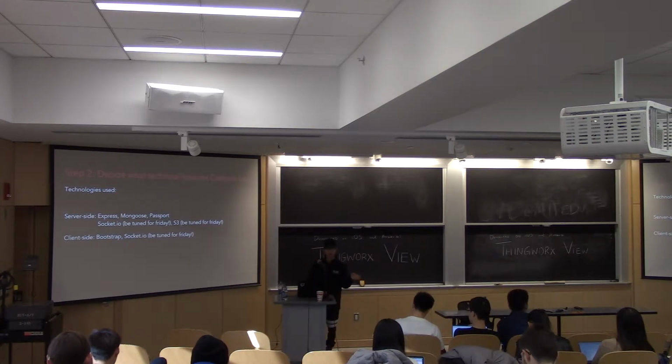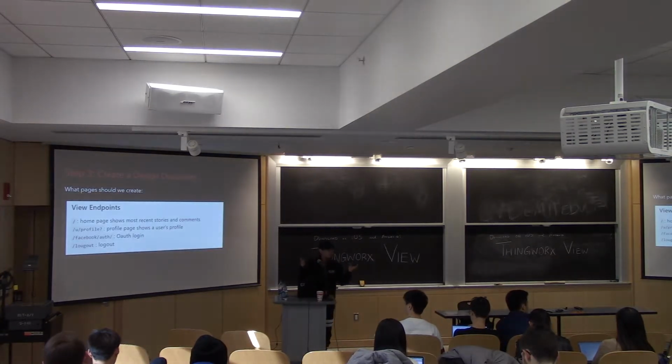Decide what technical features Catbook has. We just talked about that. Then we went to step 3. We created a design document. I just basically opened a shared notepad, and we decided on what pages we should create and what client endpoints should exist.